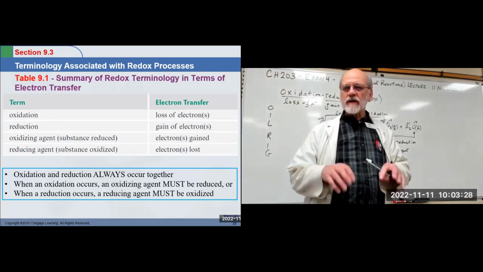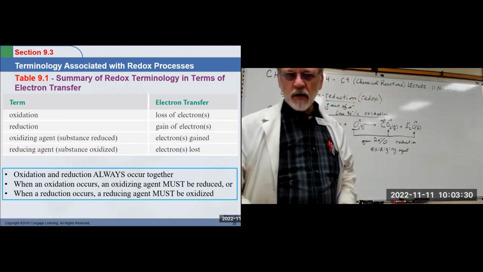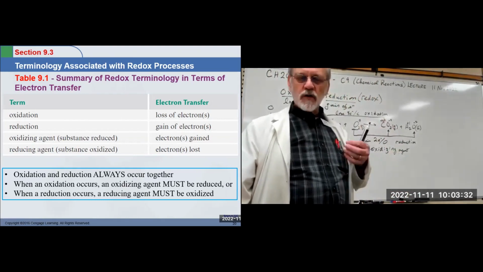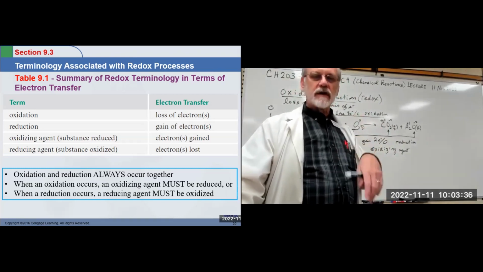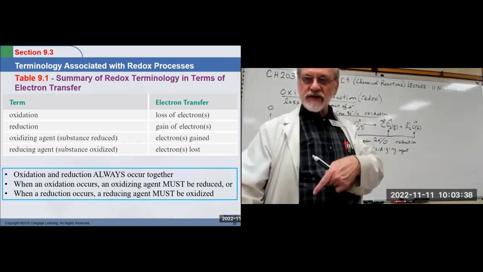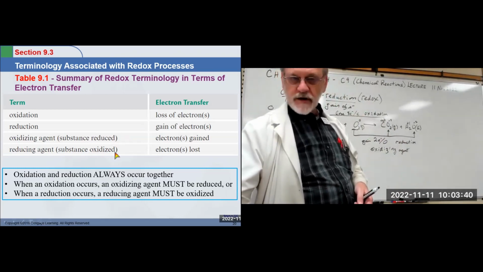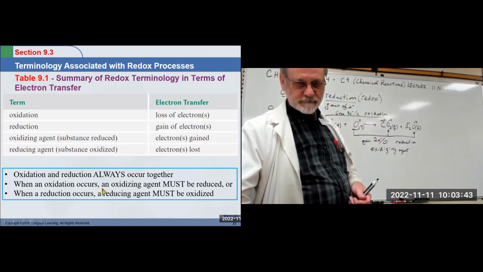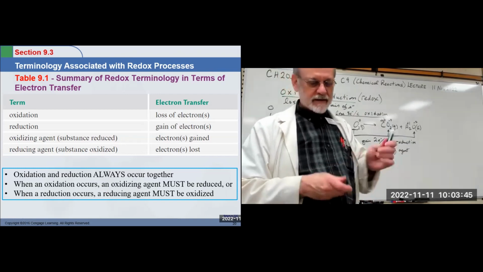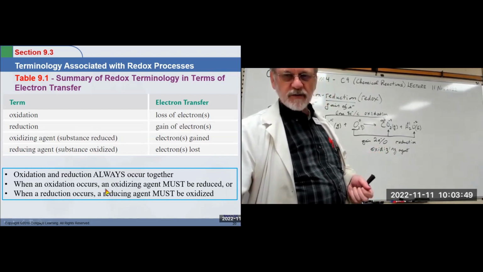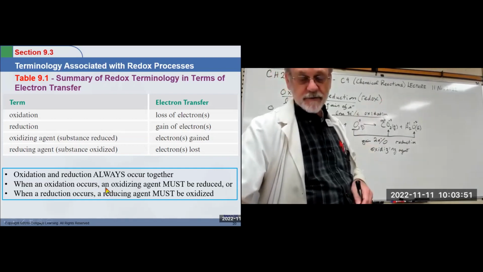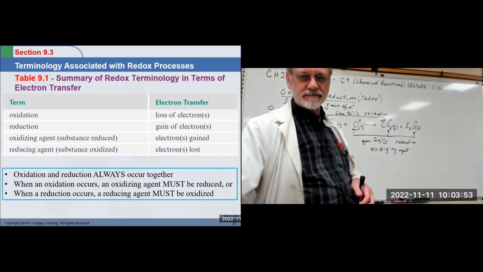This is just a summary reinforcing ideas, what oxidation and reduction are, what an agent is. An oxidizing agent is always reduced, and a reducing agent is always oxidized. They always occur together. And actually, we're beating the dead horse a little too much down there, but it's there for your entertainment.